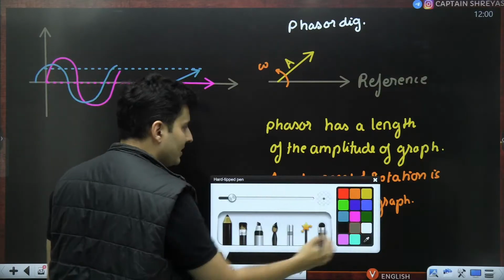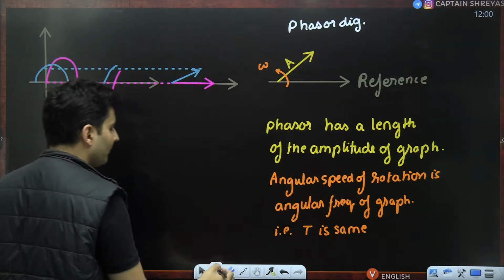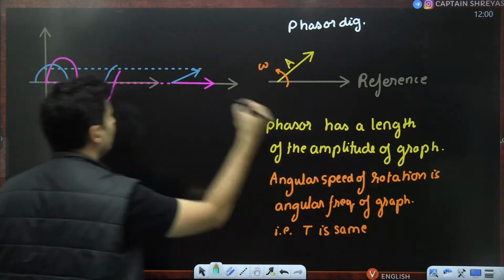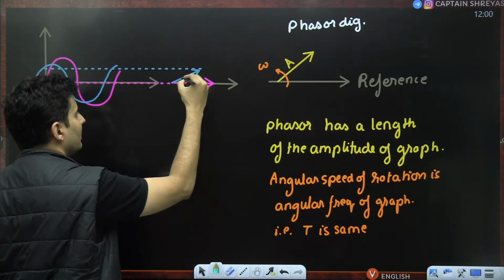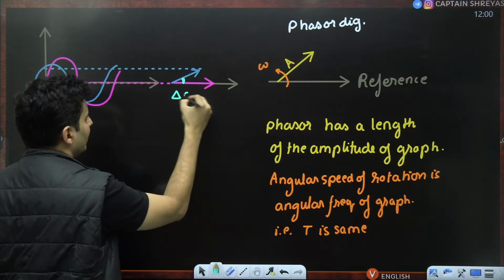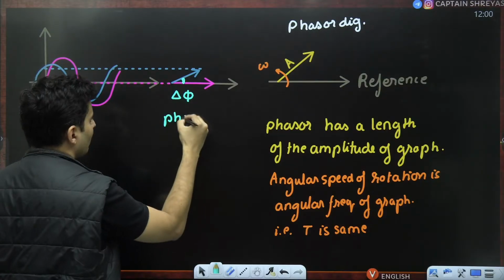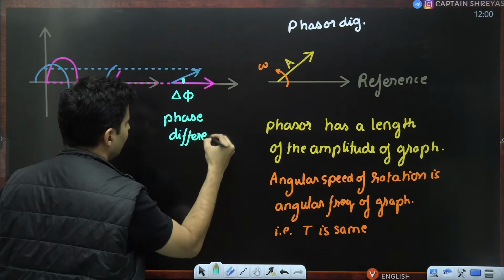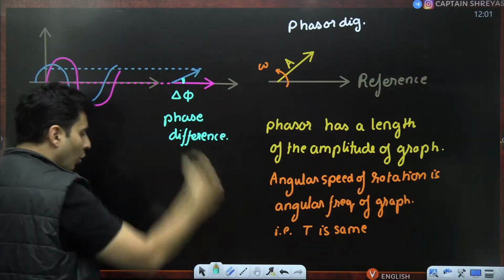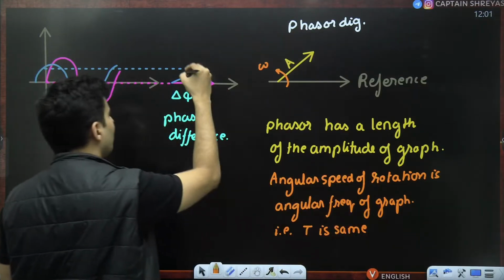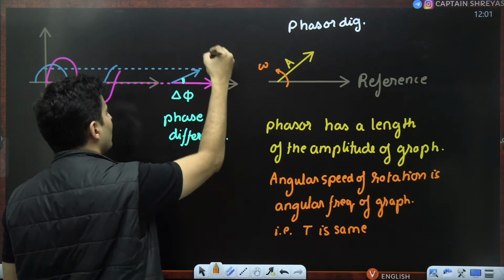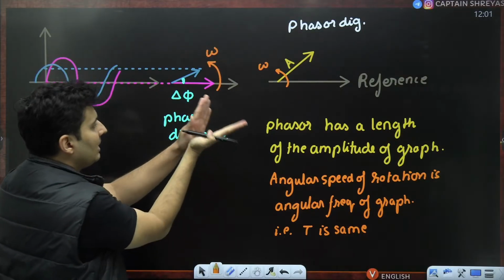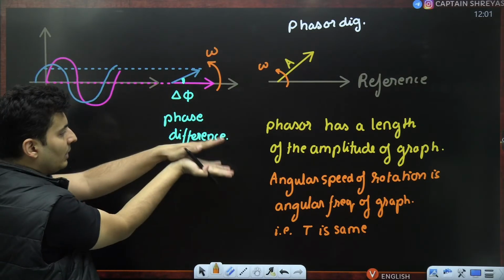So what is there now between both of them over here in this diagram? That is delta phi, which is nothing but the phase difference between them. Both of them will be rotating with the same angular speed. Yes, they will be rotating with the same angular speed, but they will maintain the difference between their phases.